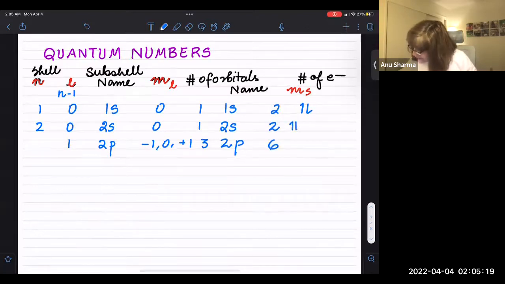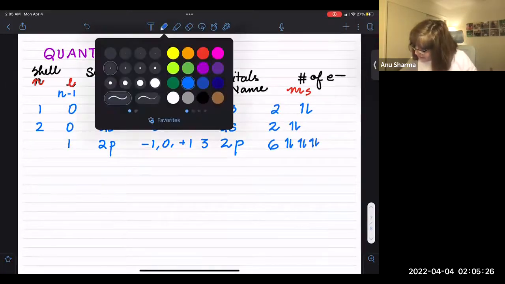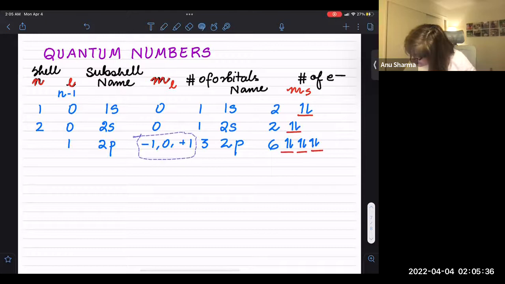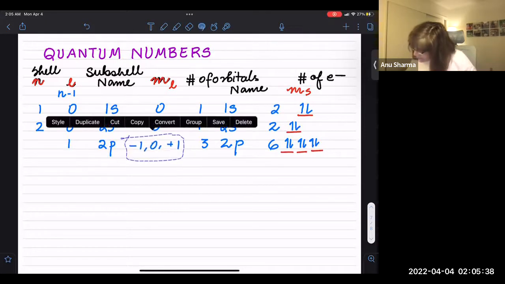So these are spinning like this. These are spinning in 3 orbitals like that. Okay, so these are the orbital diagrams also. So these are the 6 electrons in 3 orbitals. Okay, so let's put this a little bit here so they don't overlap.